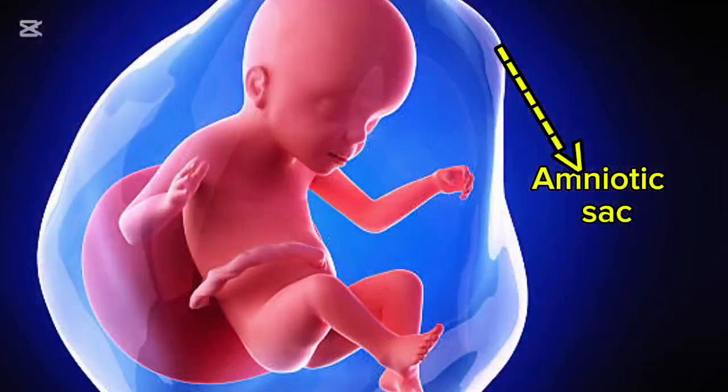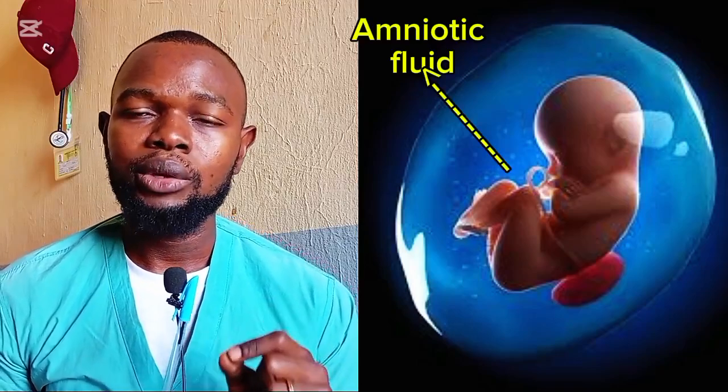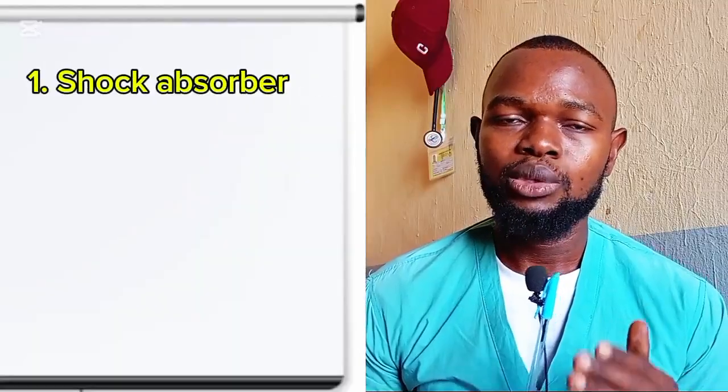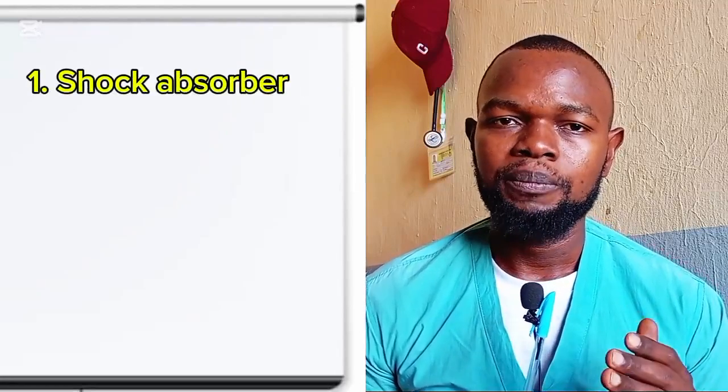In every pregnant woman, the baby in your womb is covered by a sac called the amniotic sac. Within that sac is contained a fluid called amniotic fluid. Now, this amniotic fluid has a lot of physiological functions. Number one is that it serves as a shock absorber, a cushion effect, protecting the baby from trauma.